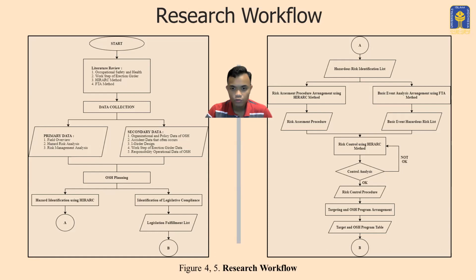After that, those two processes will result in the risk control using the hierarchy method. And after that, the control analysis will be conducted. If it is approved, it will continue with the risk control procedure, and then targeting an occupational safety and health program arrangement, and continue with the target and occupational safety and health program table, and also continue with the B part. If it is not okay, we will go back to the risk control using the hierarchy method. After that, it will be changed until it is approved by the Occupational Safety and Health Department of PT Wijaya Karya.